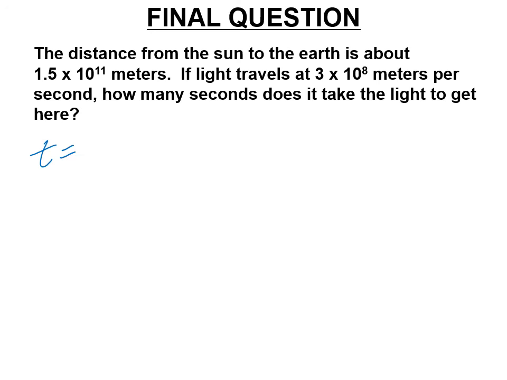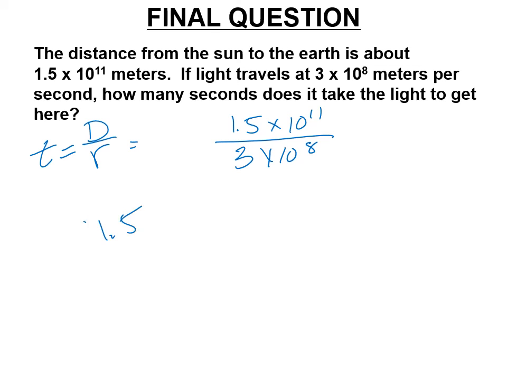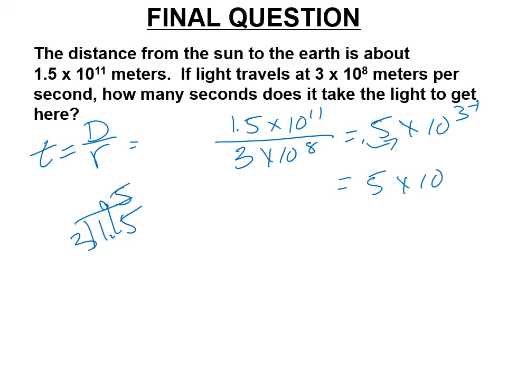So this is, remember, time equals the distance divided by the rate. So the distance here is 1.5 times 10 to the 11th. And the speed of light travels at 3 times 10 to the 8th meters per second. 1.5 divided by 3 is 0.5. 11 minus 8 is 3. Move the decimal point and fix this. And so that's 5 times 10 to the second seconds, or 500 seconds.